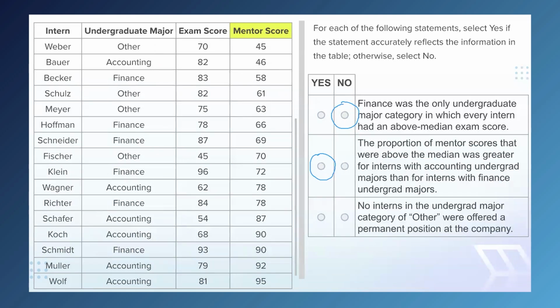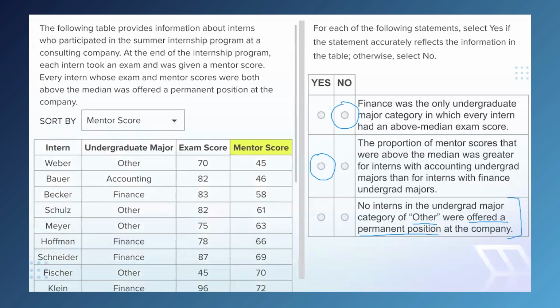Finally, in Statement 3, we are asked to determine the truth of the statement: no interns in the undergrad major category of other were offered a permanent position at the company. This calls back to the blurb, which tells us that interns with above median exam and mentor scores were offered a permanent position. We know from our previous work that we're looking for an above 80 exam score and an above 71 mentor score for both to be above median. There are a couple ways that we can sort the table to look at this one, but since I'm already sorted by mentor score, I'll go ahead and start here.